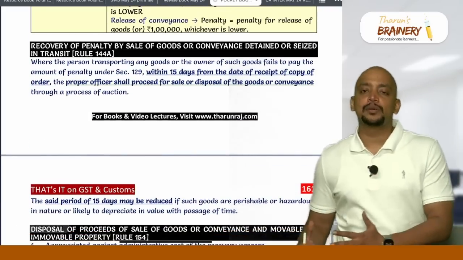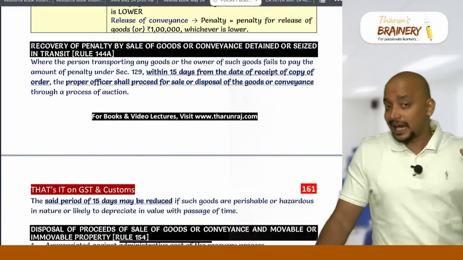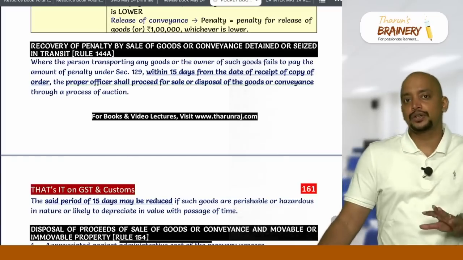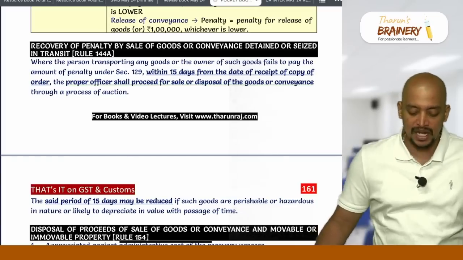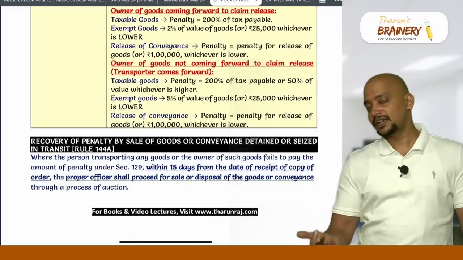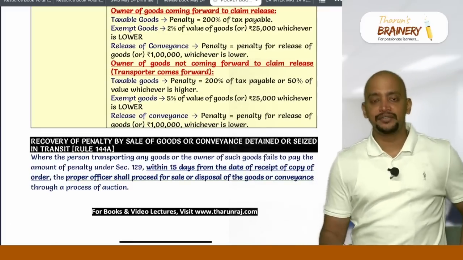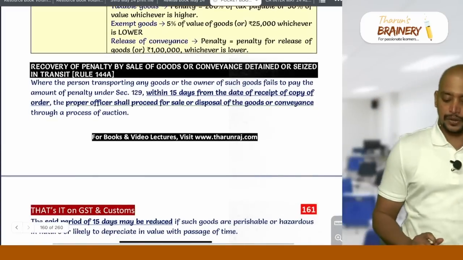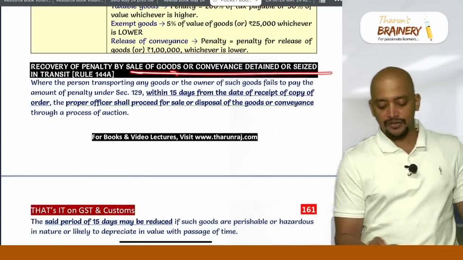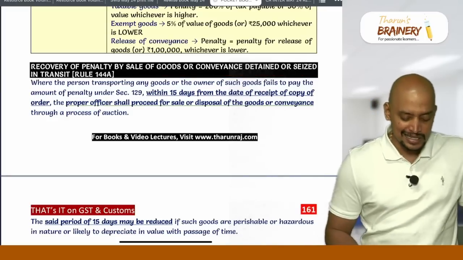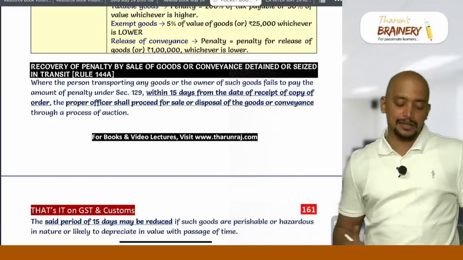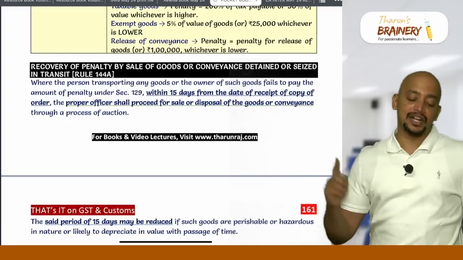Now what is the time limit within which this penalty is payable? Again, are we required to pay any tax under 129? No. In case of situation 2, no tax is payable, only the penalty is payable. And the penalty payable for release of goods and conveyance, we need to pay separately. If it is not paid within 15 days, what will happen? Rule 144 says that there will be recovery of penalty by sale of goods or conveyance detained or seized. First they will dispose of by way of auction and realize the money. But in case of perishable goods, that 15 days can be reduced.